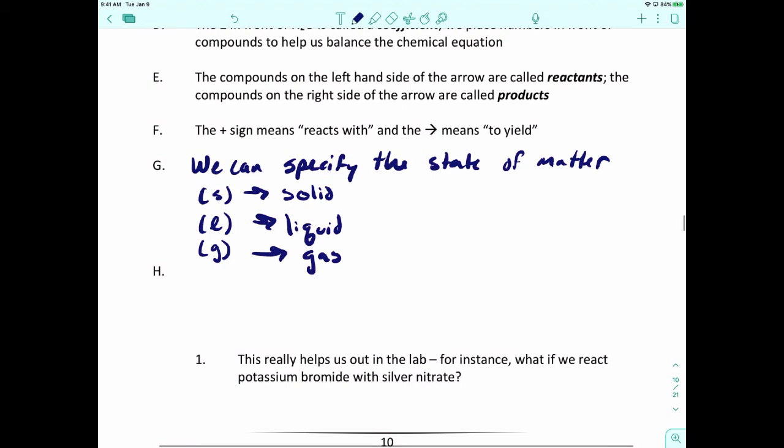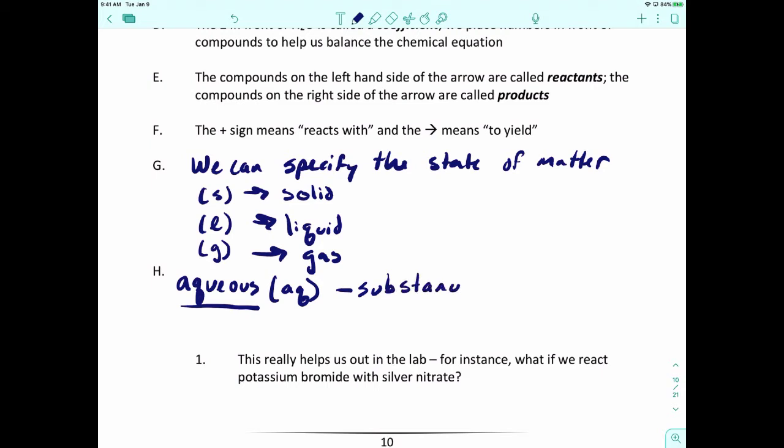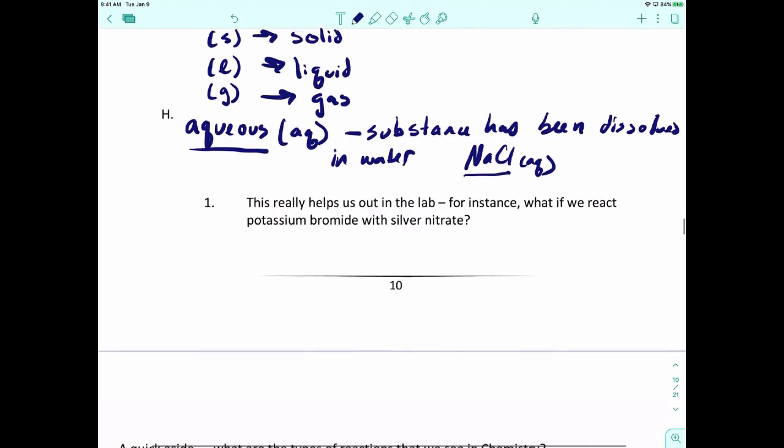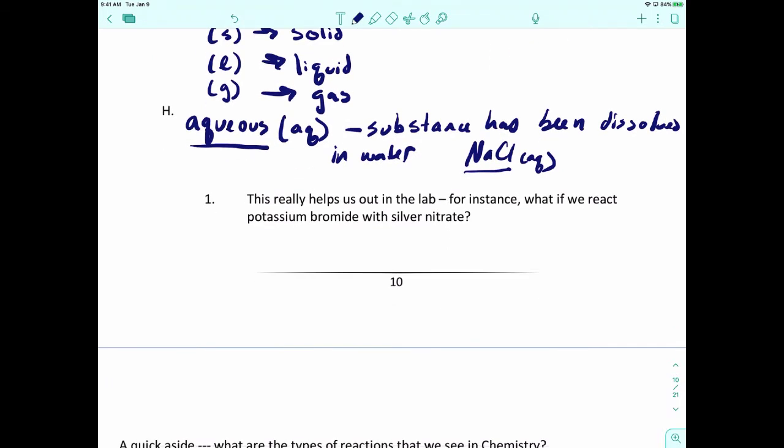Now, there is another label that we could potentially use, and that's called aqueous, which is aq. Okay. Aqueous means that the substance has been dissolved in water. Okay, so for instance, if I wrote NaCl(aq), what that's saying is that this is a solution of sodium chloride in water. Okay, now in chapter 4, that's pretty much what we're going to be talking about, what aqueous solutions are.